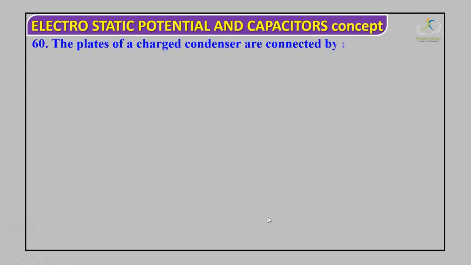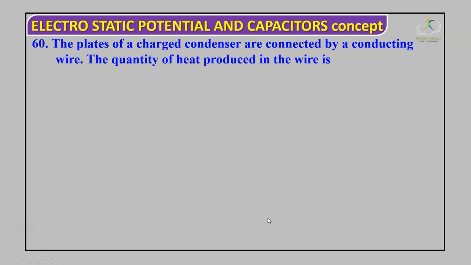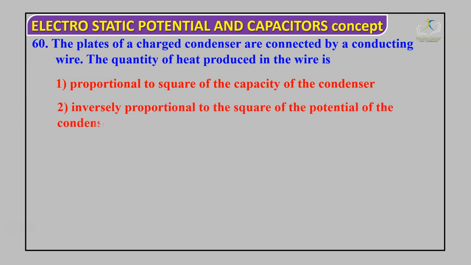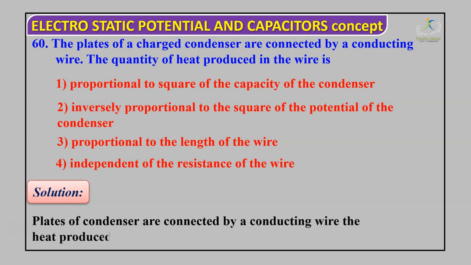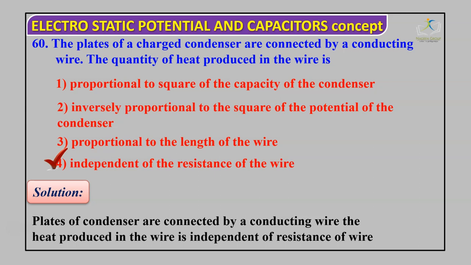Next question we have. The plates of a charged condenser are connected by a conducting wire. The quantity of heat produced in the wire is proportional to the square of capacity of a condenser, inversely proportional to the square of the potential of the condenser, proportional to the length of the wire, independent of the resistance of the wire. Solution we have: plates of a condenser are connected by conducting wire. The heat produced in the wire is independent of the resistance of the wire. Hence, we can say the correct option is option 4.